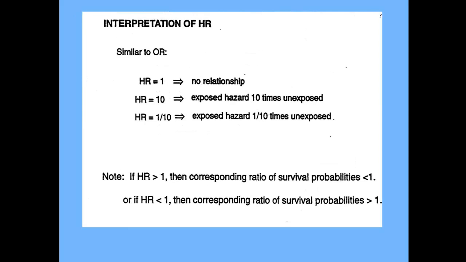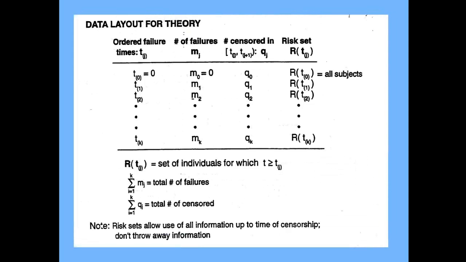Now, it turns out that there's this column for the number of censored. If you add up all the numbers in this column, what do you get?